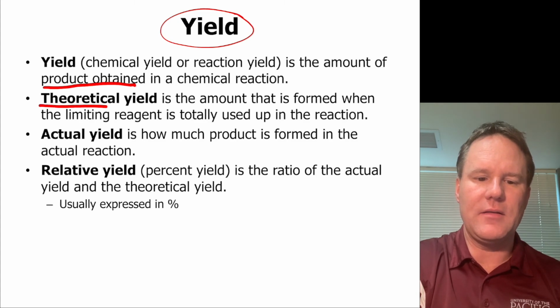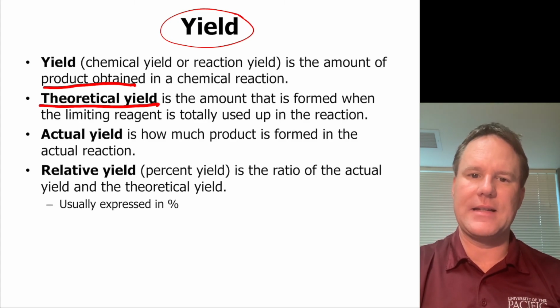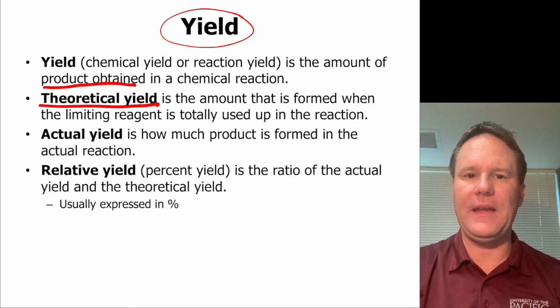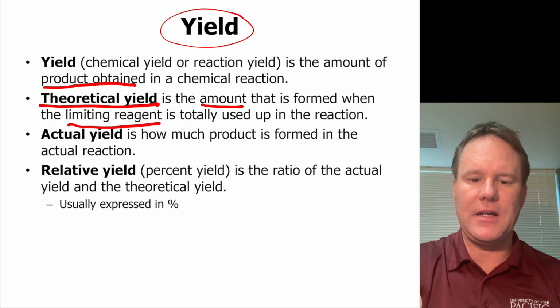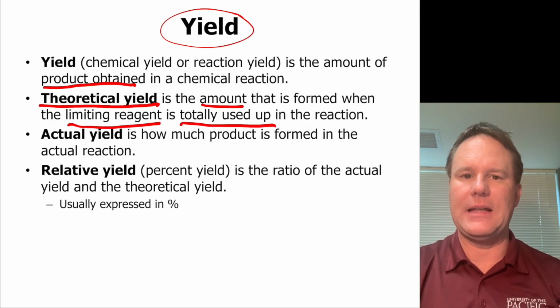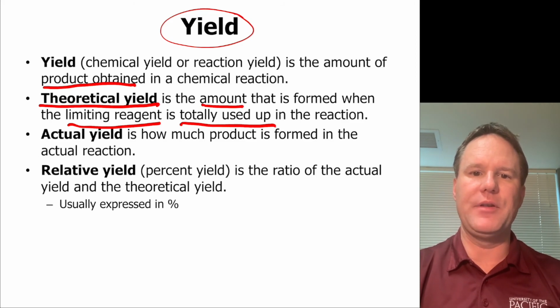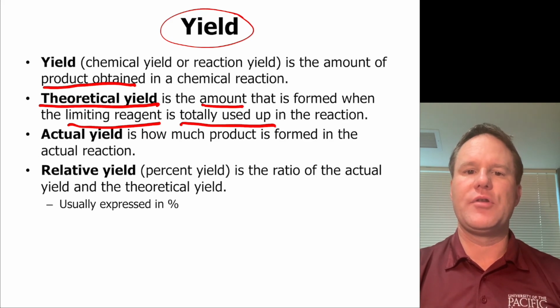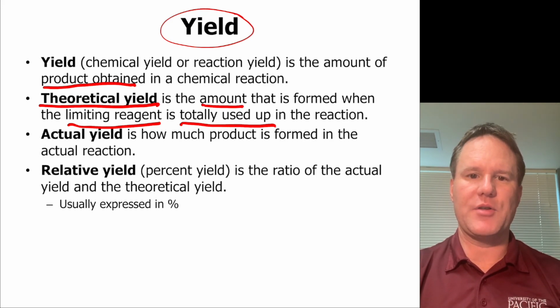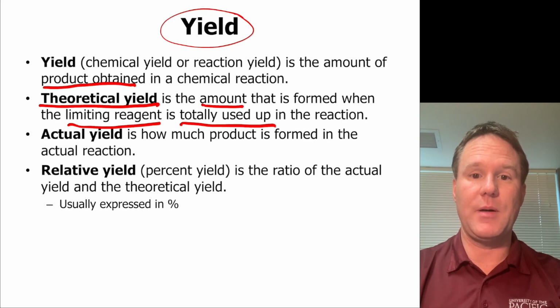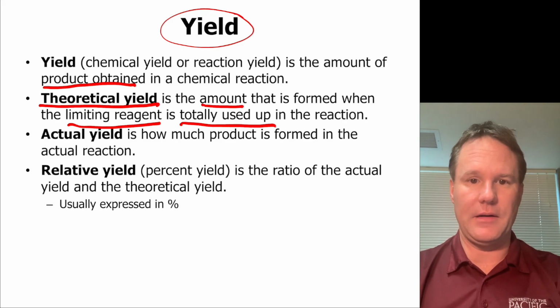The theoretical yield is the one that, as its name says, you should get in theory. It is the amount formed when the limiting reactant is totally used up, and that's how you calculate the theoretical yield. That's what we've been doing. I gave you the reactants, you choose which one was limiting, you calculate how much product you would get from that, and that would give you the theoretical yield. Did you actually do the experiment? No, you didn't. That's why we call it theoretical.